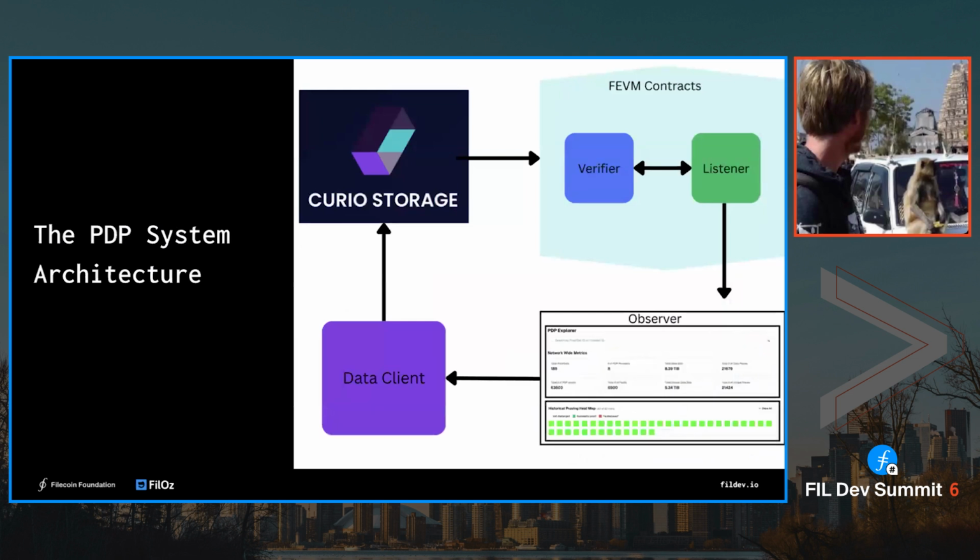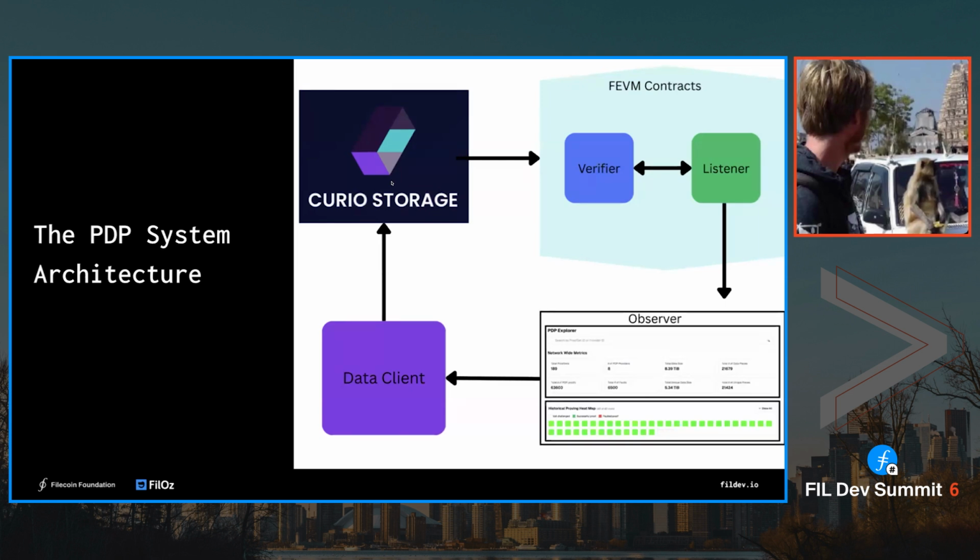Okay, so here's the overall system architecture. You can kind of think of it in four parts. So we have a data client that provides files to somebody, and right now that somebody is typically Curio Storage. They've built out a wonderful PDP SP software, which will take in data from clients and prove it to the chain. And then you have the contracts, which is really the heart of the system.